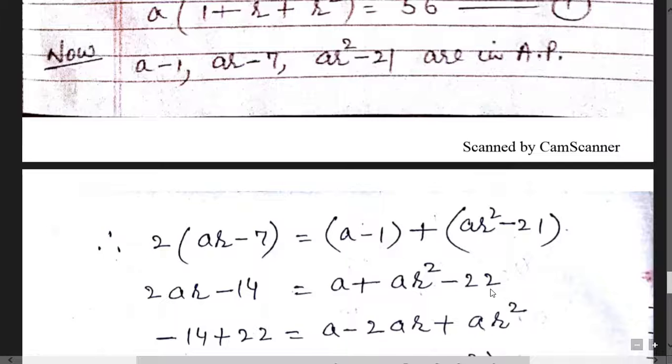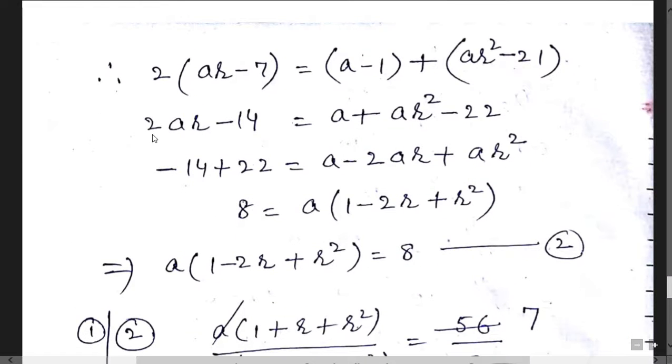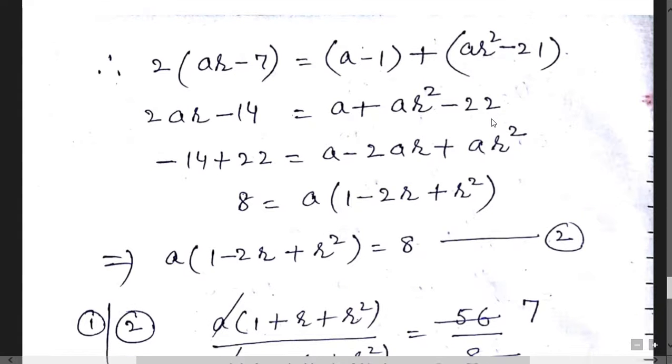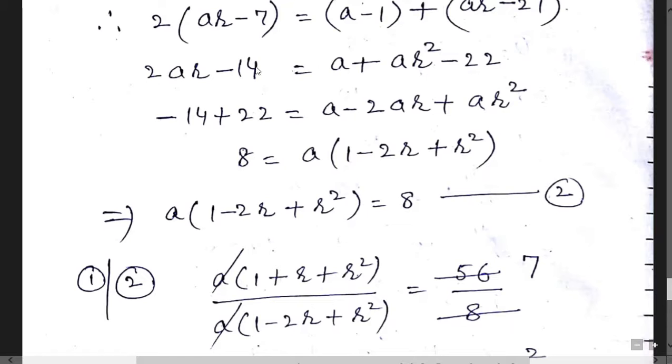Apply this condition. It's 2ar minus 14 equals a plus ar square minus 22, so minus 14 plus 22 equals a minus 2ar plus ar square. Taking a common, you can write a into (1 minus 2r plus r square) is equal to 8. Let it be number 2.